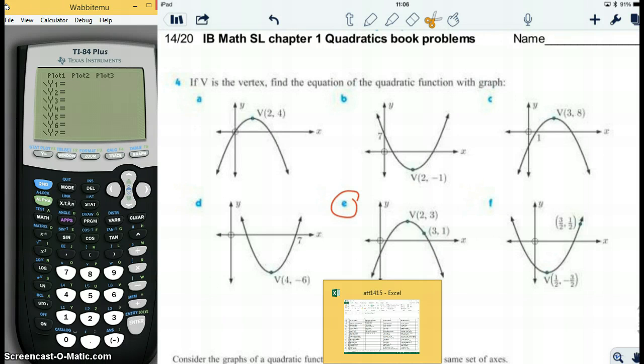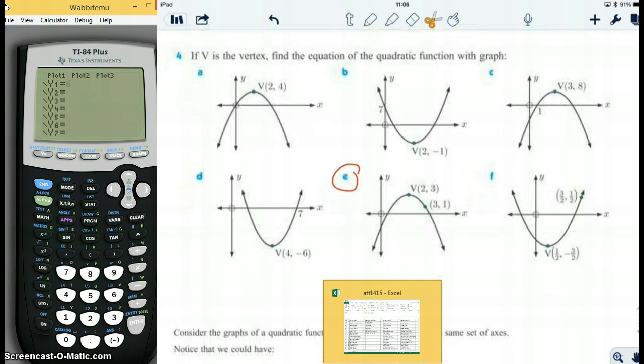Quadratics, page 14. We'll start with problem 4e. If v is the vertex, find the equation of the quadratic function with graph. We have 2 points given to us here. We have the vertex, and we have 1 point here, which is not the intercept or anything.